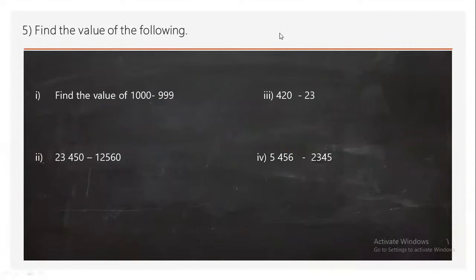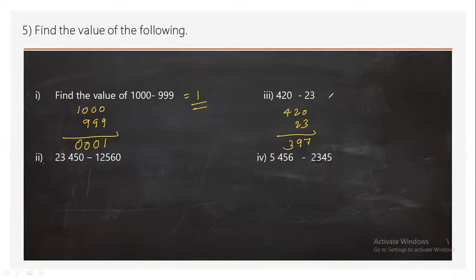Find the value of the following. 1000 subtract 999. You already know the answer. That is 1, right? I will show you. 10 subtract 9, 1, 0, 0, 0. This means answer equals 1. 420 minus 23. 10 subtract 3, 7. 11 subtract 2, 9. Here remaining 3. 397. Next question.